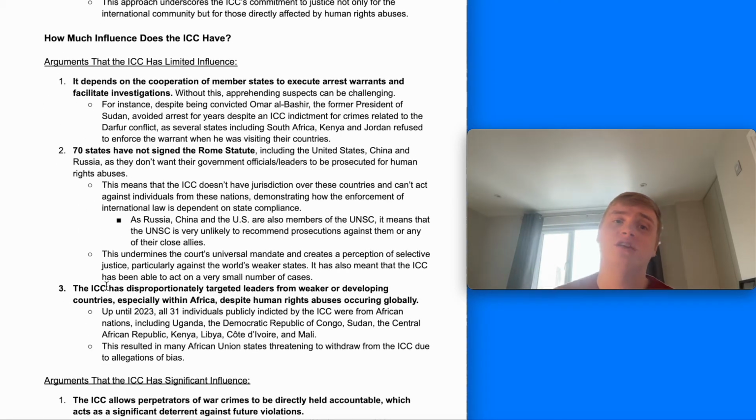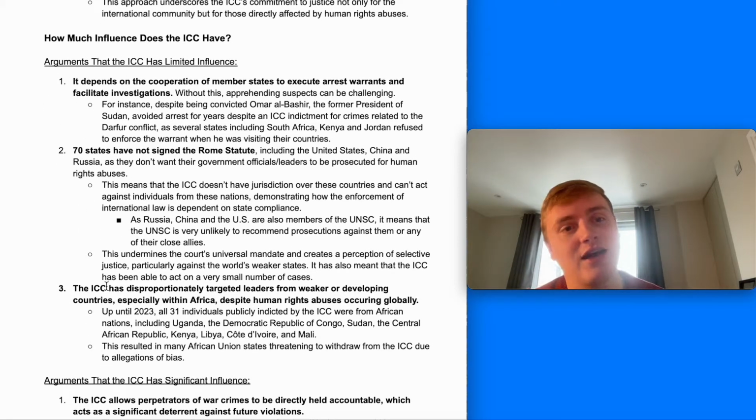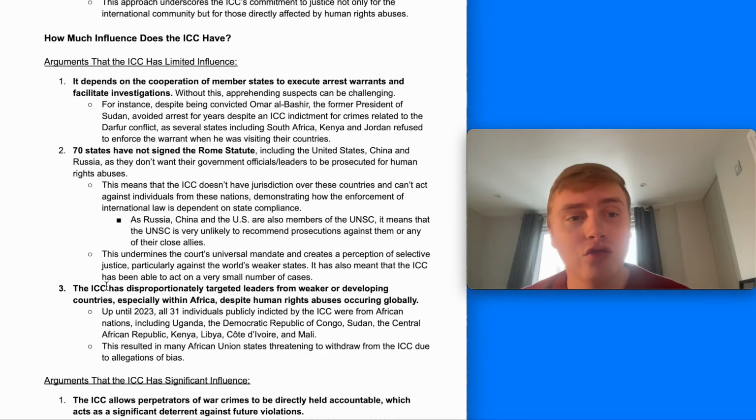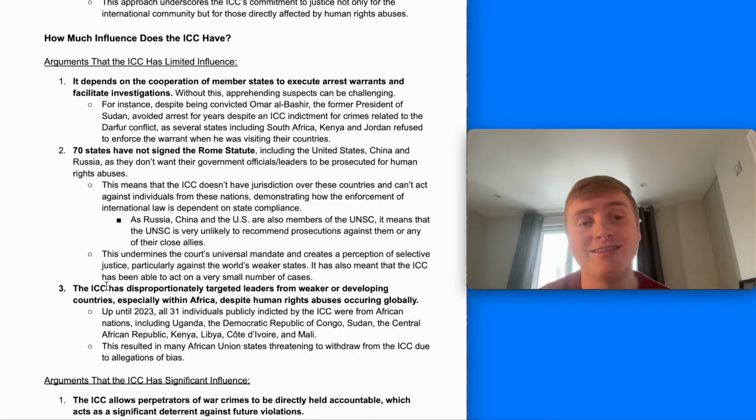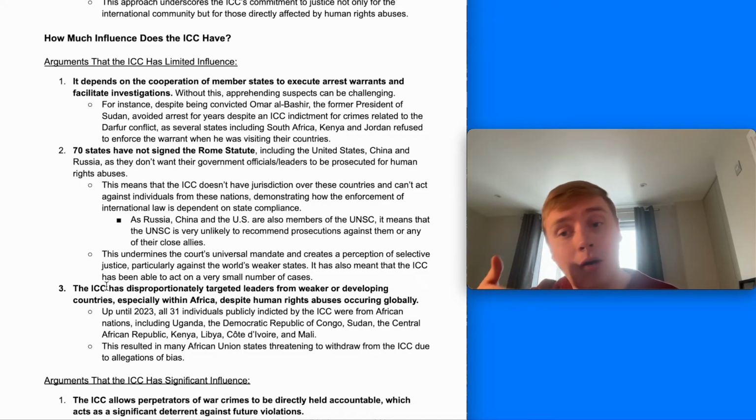So how much influence does the ICC have? On the one hand, you have some arguments that it has limited influence, and that's crucially the fact that it depends on the cooperation of member states to execute arrest warrants and facilitate investigations. So if member states decide not to comply to execute an arrest warrant, or it's not in a member state, they can often struggle to investigate war crimes or uphold convictions.